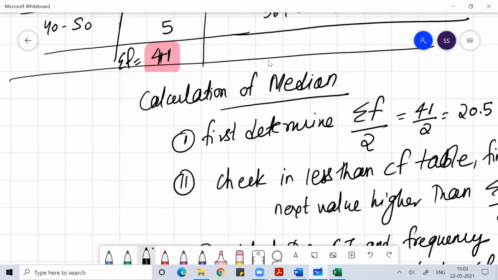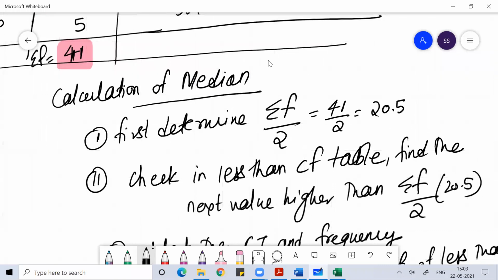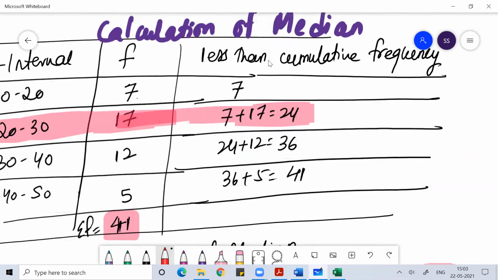Can you understand this? So select the class interval and frequency of the next value higher than sum of f by 2. When you found sum of f by 2, check the next value which is higher than sum of f by 2. You need to understand that the median, what we are looking for, will lie in this range.